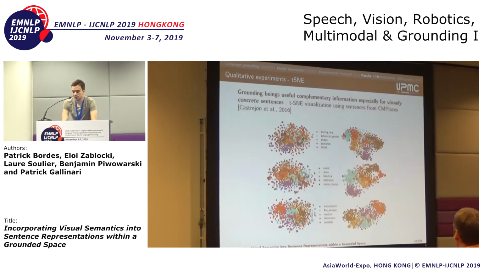This observation is strengthened by a qualitative experiment. We use the CM Places dataset, in which we have a set of visual scenes, say basilica, boxing ring, stuff like that. And each dot is a sentence. On the left, we have the display with the textual model, and on the right, with our multimodal model. And we observe that our model is much more able to separate visual scenes.